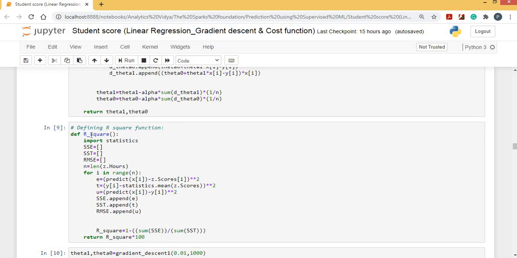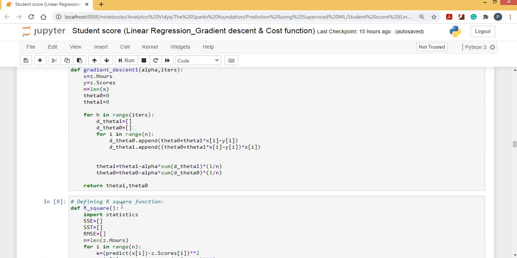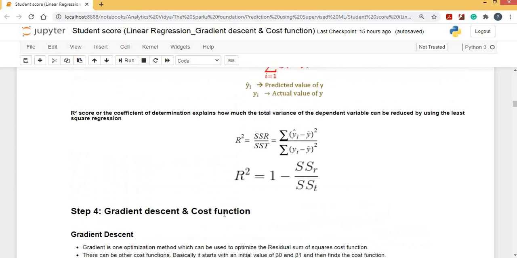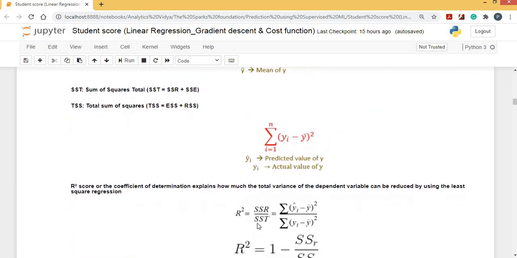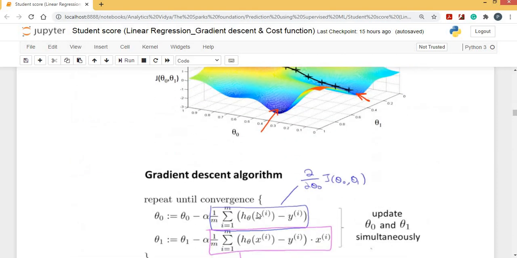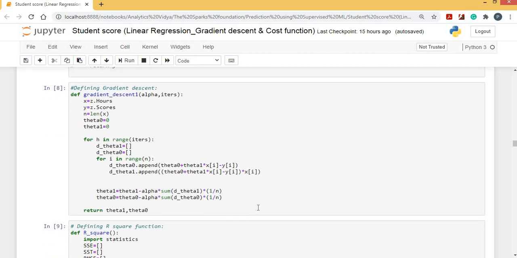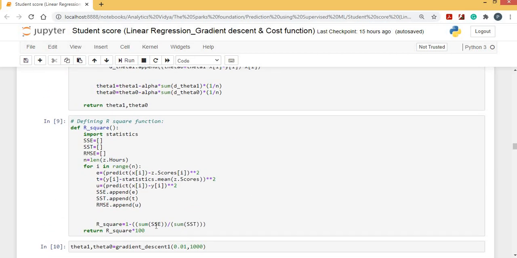Next step is I'll be defining the r square over here. So r square, as I said, it will be SSR upon SST, which will be equivalent to 1 minus SSE upon SST. So I mentioned here r square equal to 1 minus sum of SSE upon sum of SST. Okay, I won't be explaining all the steps, but you can refer to it from the file.